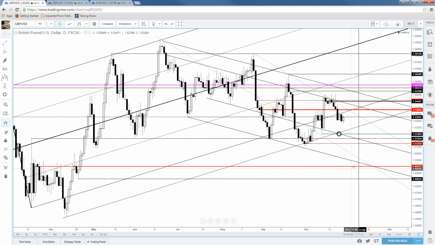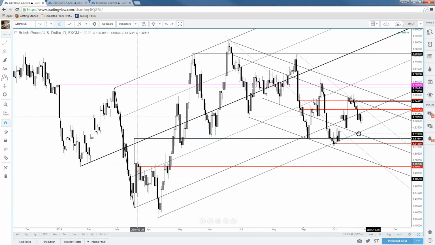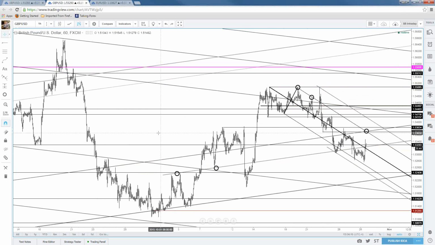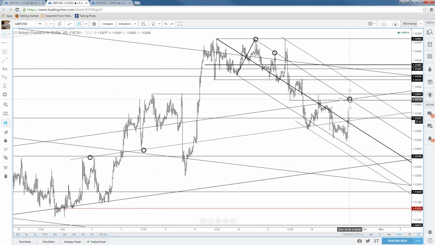Yep, 49.50 right here. That's the weekly reversal level right down here, 49.52 actually. So that's where we're looking. I do believe that pound dollar is a sell on any bounce, and that bounce could find resistance not that far above here.